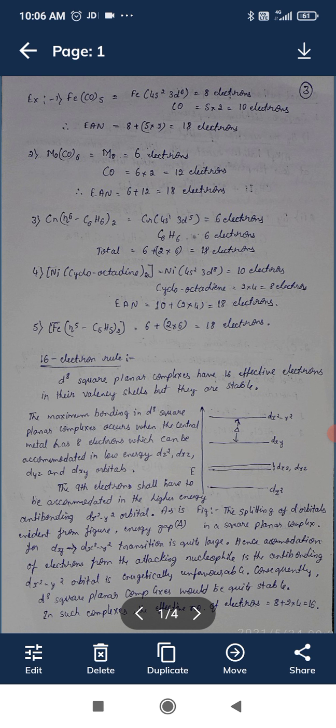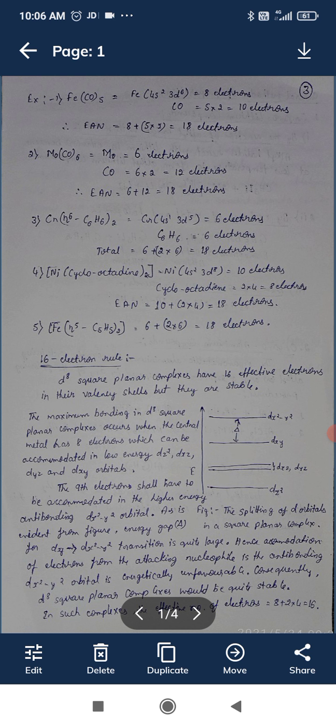So next, nickel cyclooctadiene twice. For nickel, the outermost electron configuration is 4s2 3d8. From nickel, that is the metal atom, you get 10 electrons. From cyclooctadiene, we get 2 into 4, which is equal to 8 electrons. So again 18 electrons. The next example you can see is an example of ferrocene.